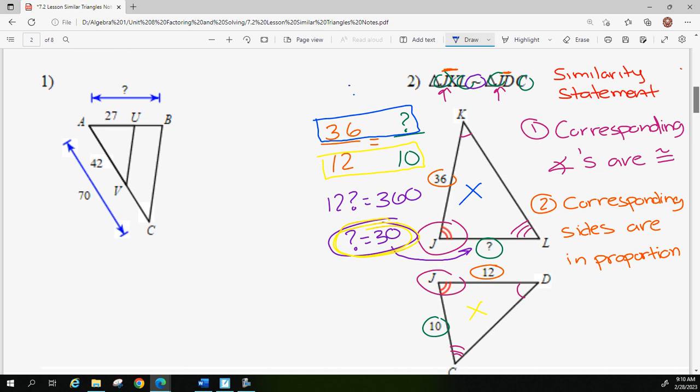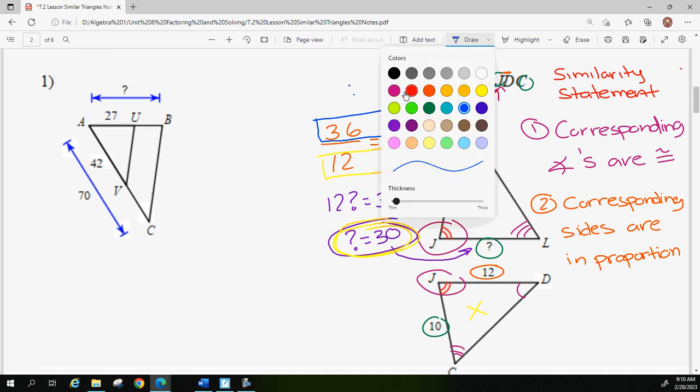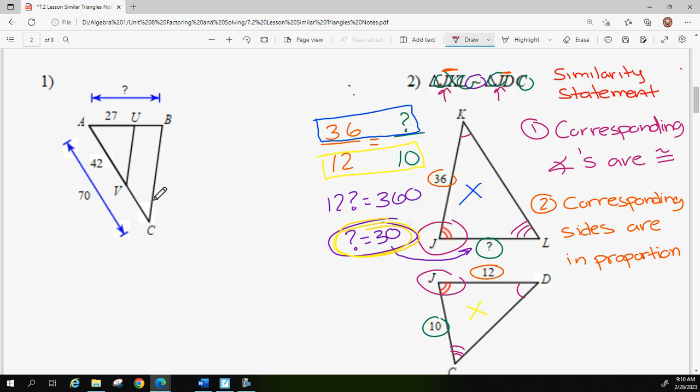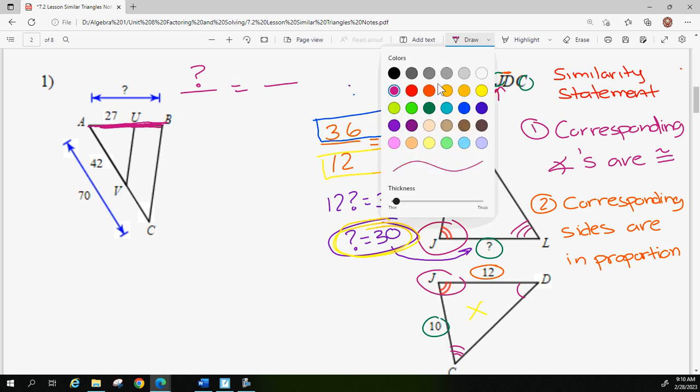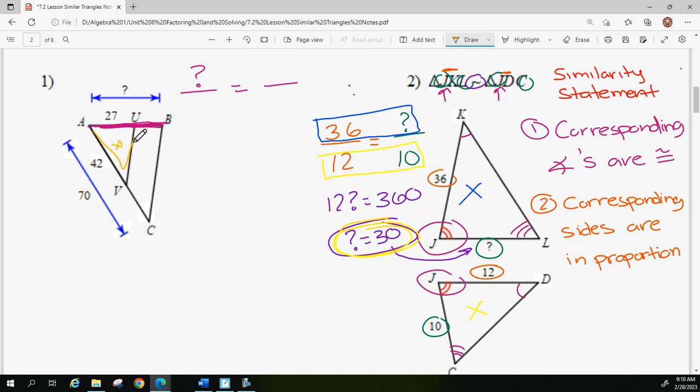So now let's go back up here, and we don't have similarity statements, but this is sort of where we can go based on logic. I'm looking for this side, question mark, and I'll put that on top of my first fraction. And you might guess that this question mark is this side in the big triangle, and then we have a smaller triangle right here, and you might guess that question mark corresponds to this side. They're on the same side of the picture.